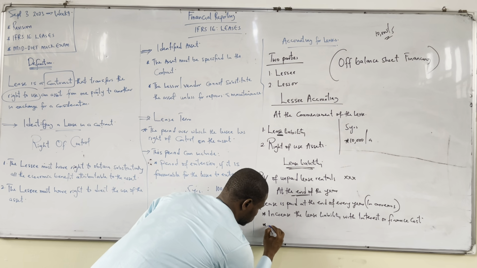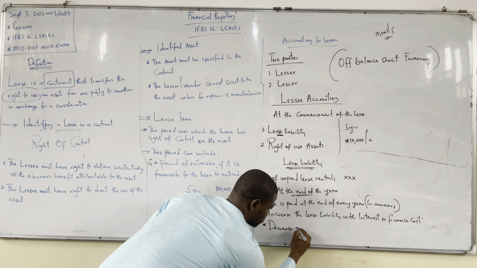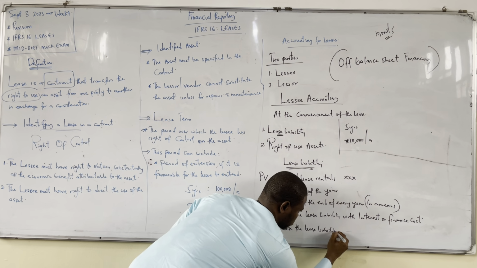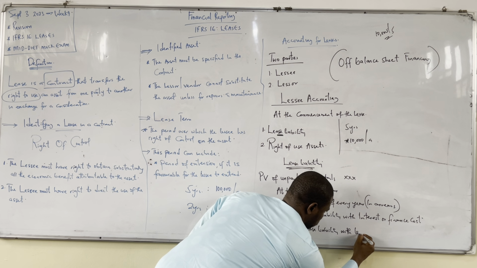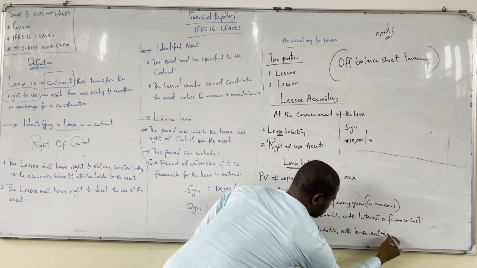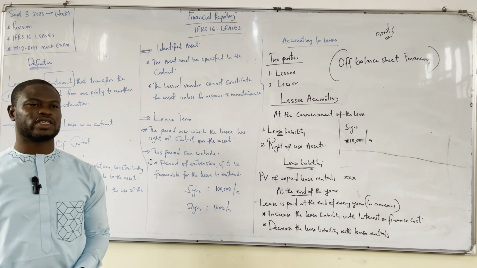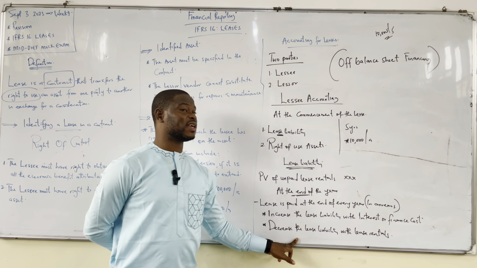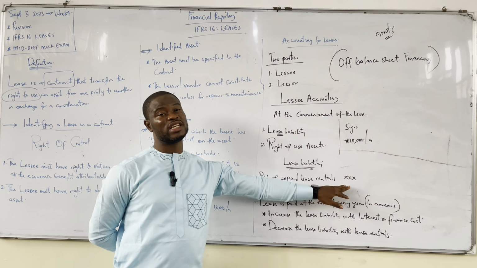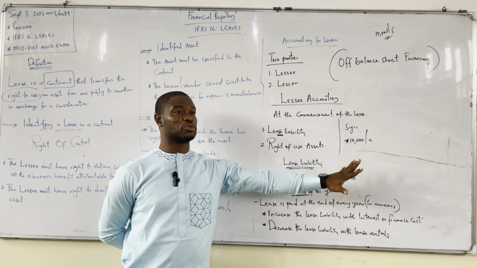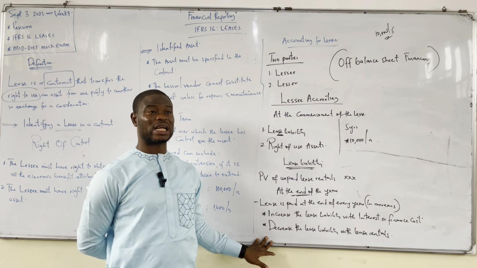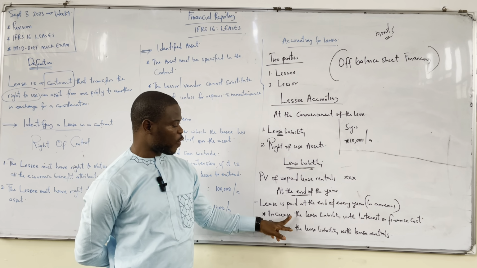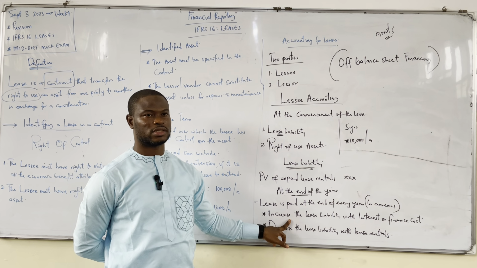The second thing you do is you are going to decrease the lease liability with the annual lease rentals. And that's all that you do. This second one is very clear, because if you have recognized a liability of so much, that you are owing this so much amount, we expect that at the end of the year you start paying. That's why we are decreasing it with what? Lease rental.